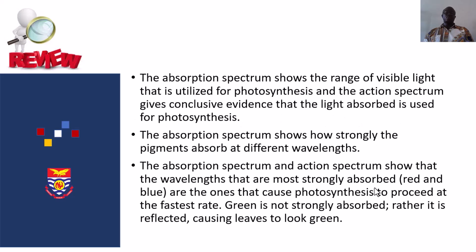The absorption spectrum shows the range of visible light that is utilized for photosynthesis, and the action spectrum gives conclusive evidence that the light absorbed is used for photosynthesis. The absorption spectrum shows how strongly the pigments absorb at different wavelengths. The absorption spectrum and action spectrum show that the wavelengths that are most strongly absorbed, red and blue, are the ones that cause photosynthesis to proceed at the fastest rate. Green is not strongly absorbed; rather it is reflected, causing leaves to look green.